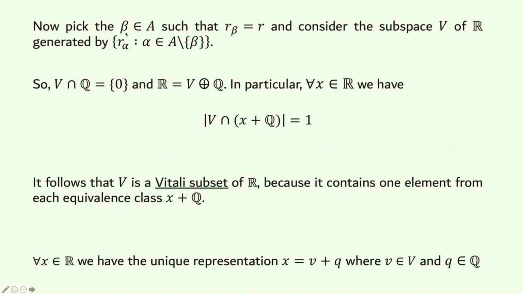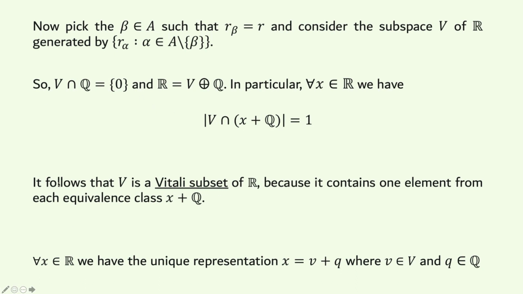And so now I'm going to pick the beta in the set A, such that r beta is r, and we're going to consider the subspace V of R generated by the set of r alpha, such that alpha is part of A except for this little index beta, right? And so now we see clearly that the intersection of V and Q is only 0 because they're both subspaces, and R then forms a direct sum of V and Q. In particular, for any x in R, the cardinality of the intersection of V and x plus Q is then 1 because their intersection is just 0.